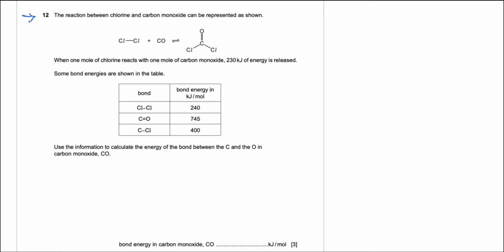Let's look at this question. We have an equation, and notice here that he didn't show the structure of this molecule, carbon monoxide.